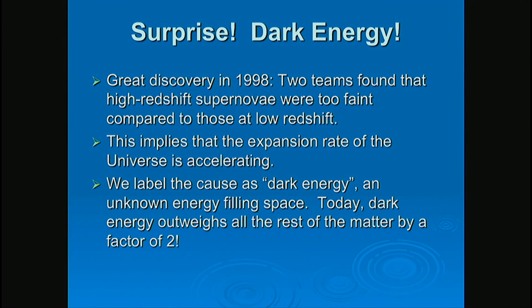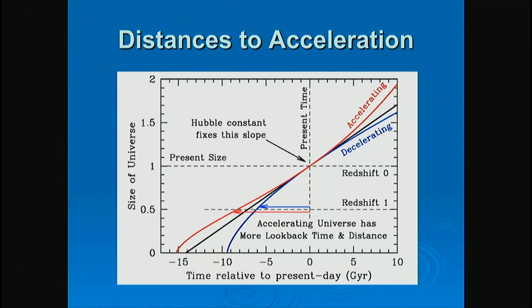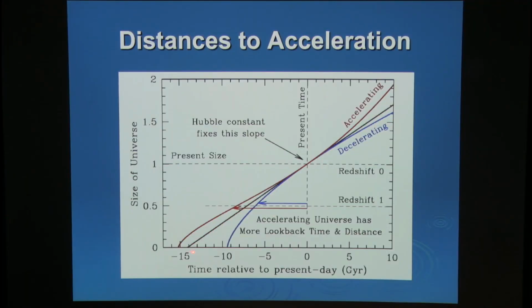So we label this as dark energy. It's some unknown thing filling space. I usually joke that dark energy actually overstates our knowledge by a factor of 2, because all we really know is that it's dark. We don't actually know it's energy. But if you believe that it's energy, then it's outweighing all the rest of the matter in the universe by about a factor of 2. So, referring to this picture, if you think the universe is accelerating, then it decelerates initially, and then dark energy starts to turn on, and you actually get an acceleration at late times.